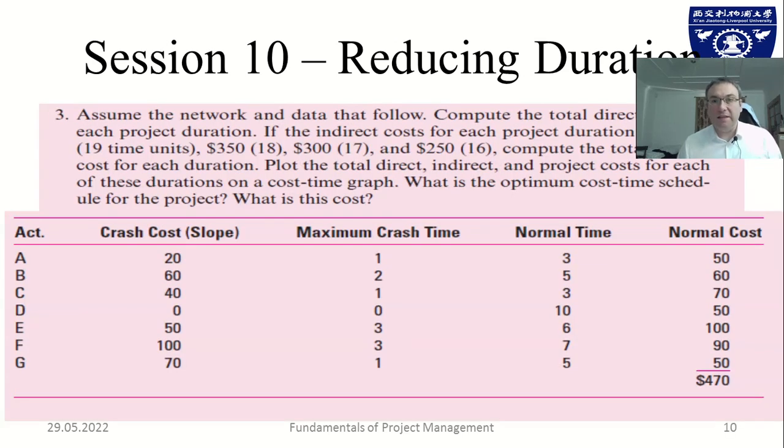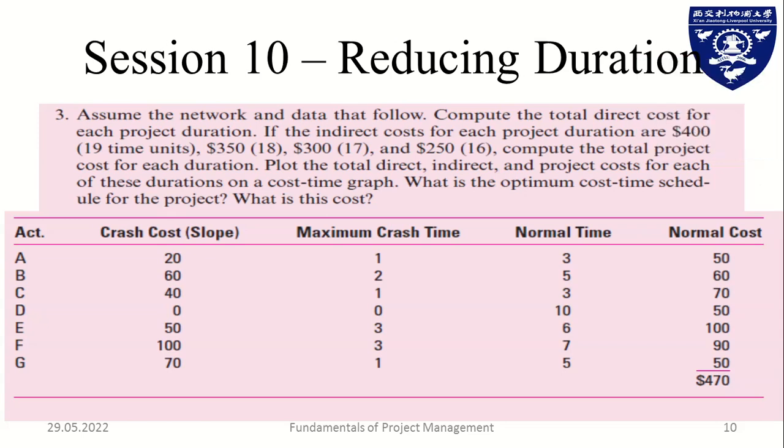In the second exercise, and I'm going to take myself out of the picture for a second, we assume the following network and the data, computing the total direct cost for each project duration if we crash every single activity that can be crashed. Now, in this exercise, we are adding the concept of indirect cost, which for the project duration are 400 at 19 time units, 350 at 18, 317, and so on and so forth.